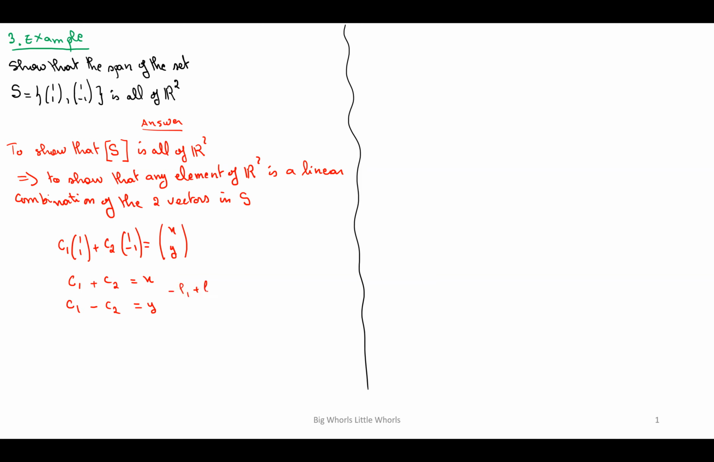Minus row 1 plus row 2 gives: row 1 stays unchanged, C1 plus C2 equals X. And minus C1 plus C1 is 0, minus C2 minus C2 is minus 2 C2, which equals minus X plus Y. This is our row 1, and this is going to be our row 2. So now let's do back substitution.